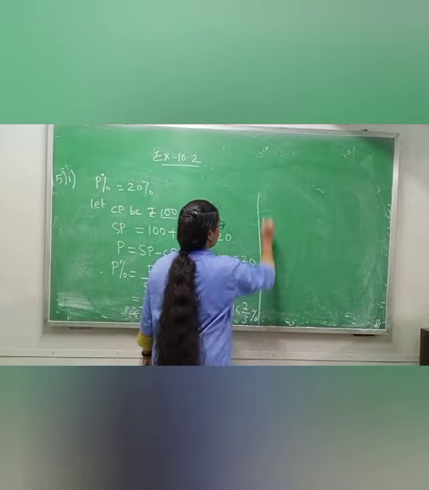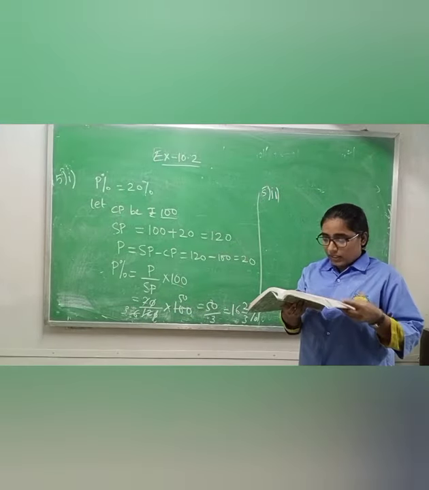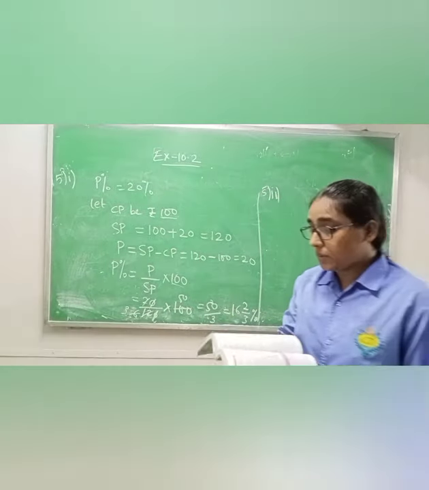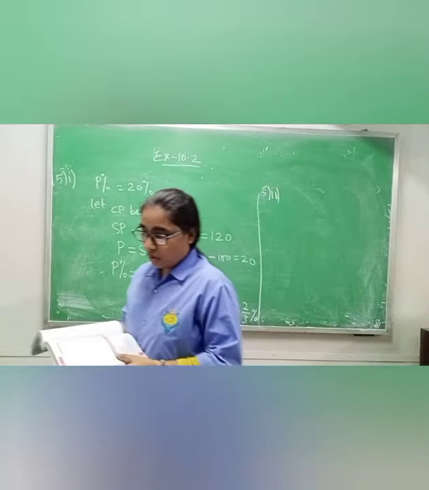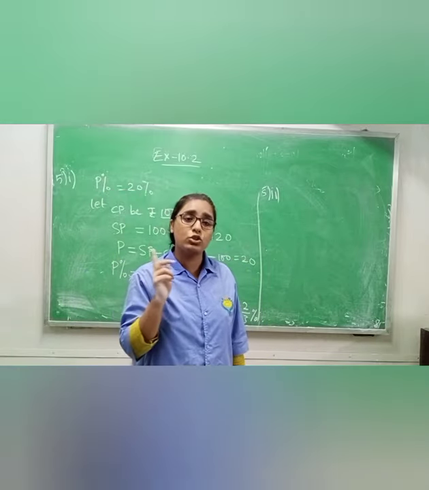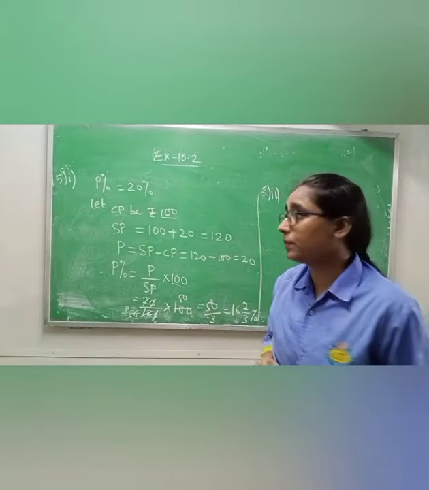Okay. Now question number 5.2. I am doing it the same as this one. If 20% profit is on selling price, what is the profit percentage on cost price? Opposite to the last one. In the last one they are saying profit percentage on cost price. In this one they are saying profit percentage on selling price.